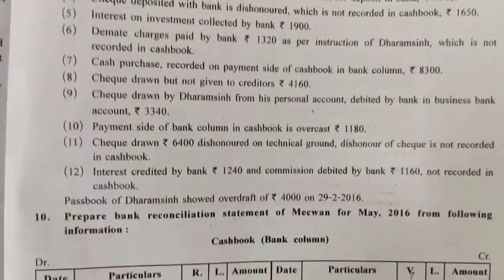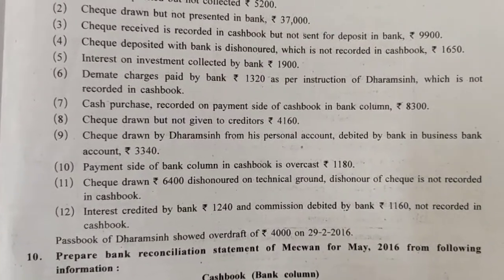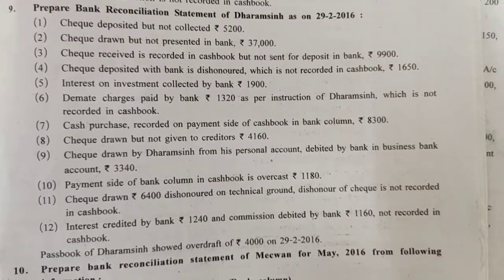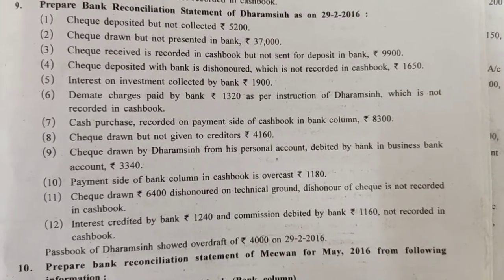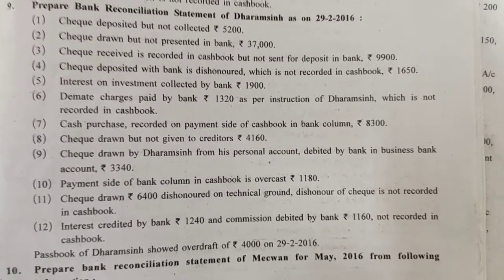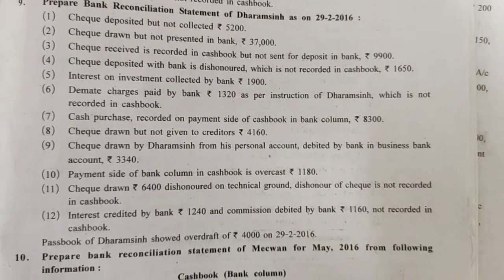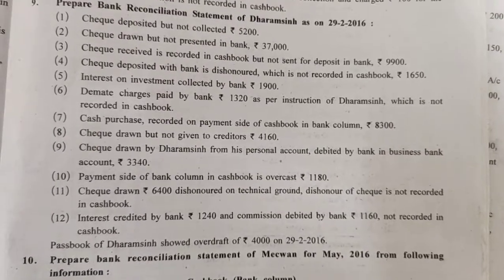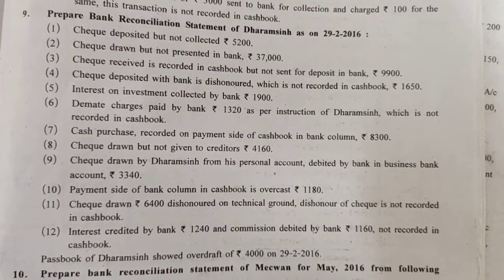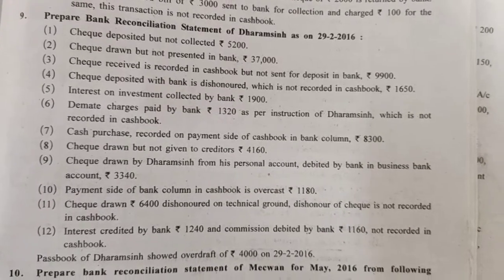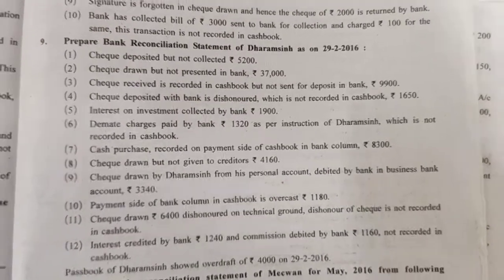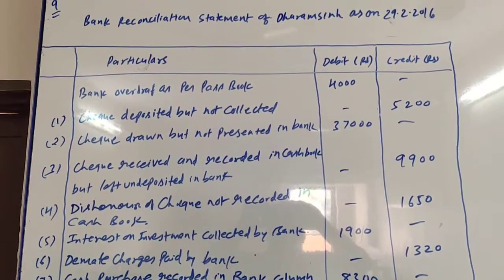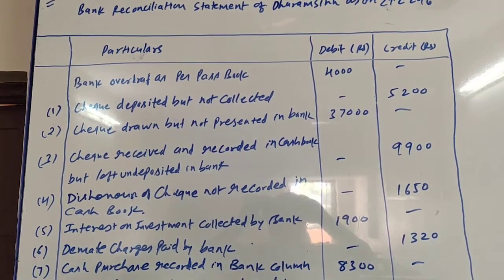Next, interest on investment collected by bank, rupees 1,900. This means that bank has collected interest on investment on our behalf and credited in our bank account. Now as it is recorded in bank, so bank must have credited this amount because bank has collected from our side. This is supposed to be debited in our cash book, so we will be debiting in our bank reconciliation statement. Here it is. Fifth one, interest on investment collected by bank rupees 1900, debit side.